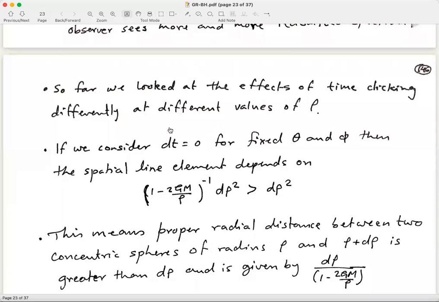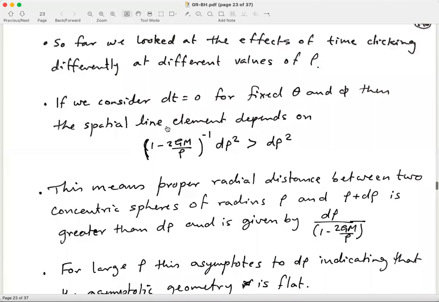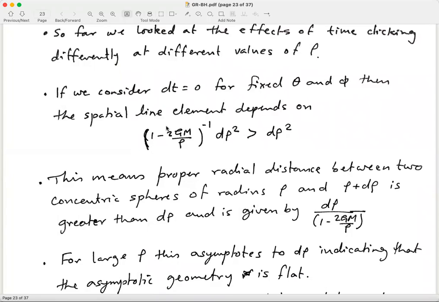So far we have looked at the effects of time ticking at different rates at different values of rho. Now what we could do is that instead of looking at time ticking at different locations, we could just set delta t to 0. Then you will find that the spatial part of the line element basically reduces to only the radial part of the line element. And this radial part, because 1 minus 2GM upon rho is sitting in the denominator, would always have a larger value than d rho squared for any finite value of rho. D rho squared is, of course, part of this kind of metric only when rho is equal to infinity. So asymptotically, you get d rho squared.